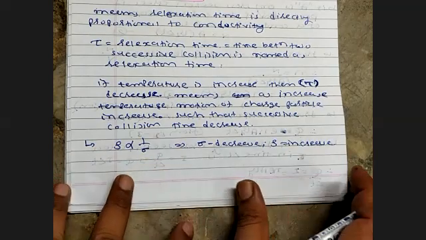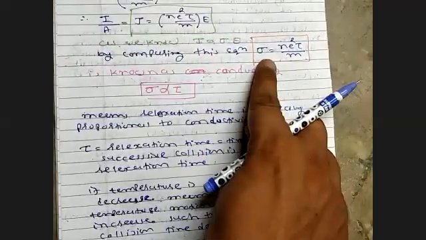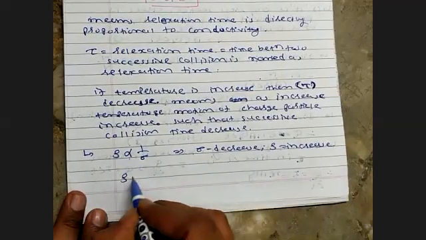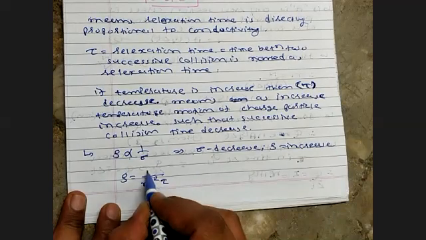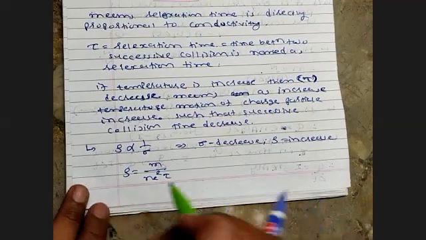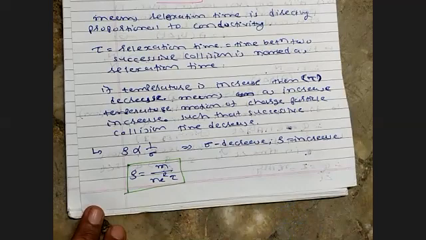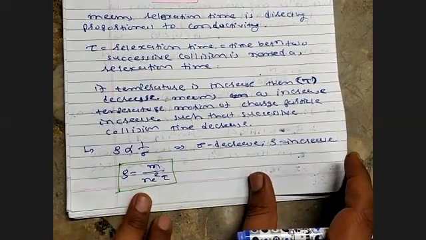Clear? So this is the microscopic point of view of sigma, where sigma means conductivity. Therefore, rho is equal to m upon n e squared tau, which is the inverse of conductivity. So this is the microscopic point of view.